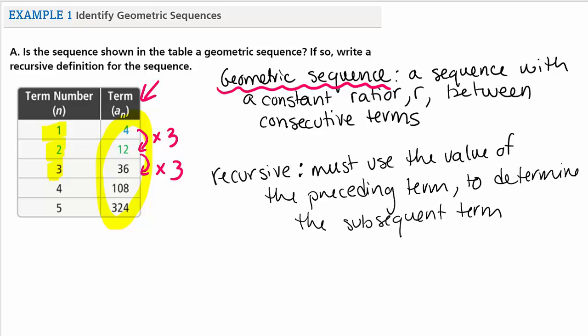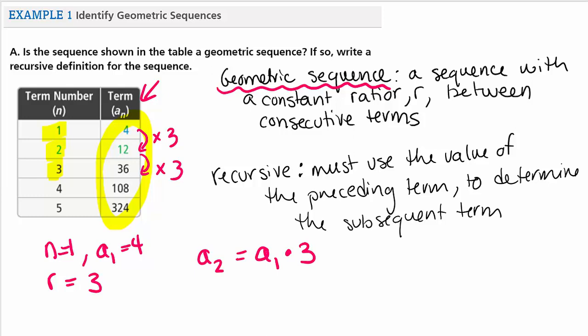So in this case, when n is equal to 1, a sub 1 is equal to 4, and with the r value being 3, that's our common ratio. If we want to come up with a definition for the recursive, we could say that the second term is really taking that first term and multiplying it by 3.